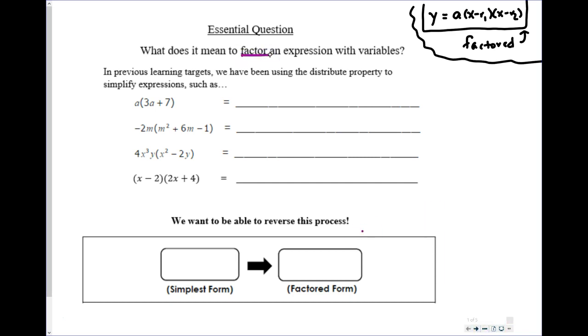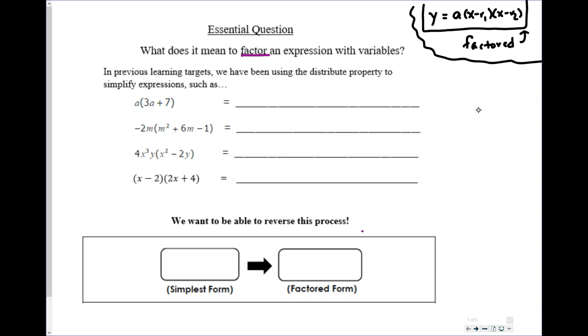When we hear the word factor, we think about, if I have the number 10 and 5, what are the factors of 10? Well, the factors of 10 are 1, 2, 5, and 10. Factors of 5 are 1 and 5, right? This is what you think when you think of the word factor. I'm going to change your way of thinking a little bit today.